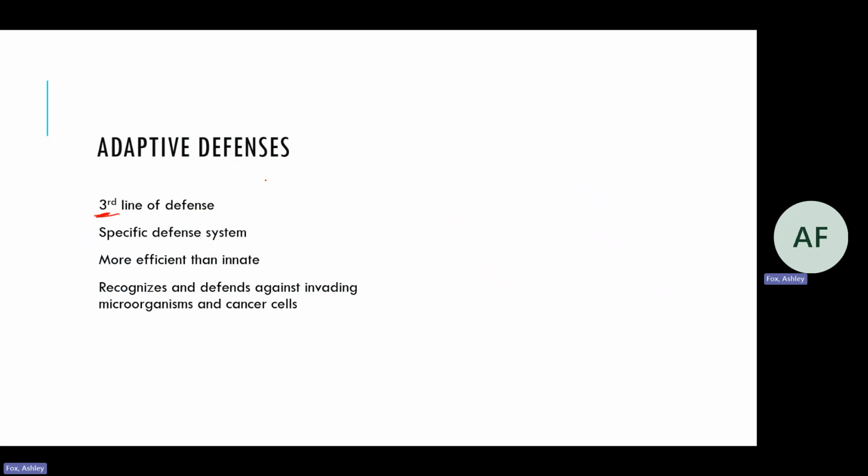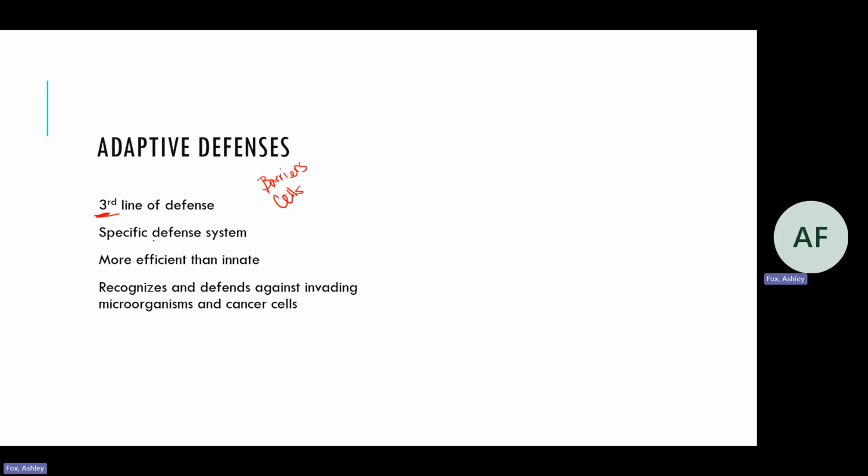Remember, the barriers are the first line, so things like your skin and the chemicals it produces, and mucous membranes. So the walls are the first line. And then the non-specific cells are the second line, meaning they're still cells, they still fight, but they're non-specific, meaning they don't have to find a match. So these are things like macrophages, natural killer cells, neutrophils, eosinophils, all of those types.